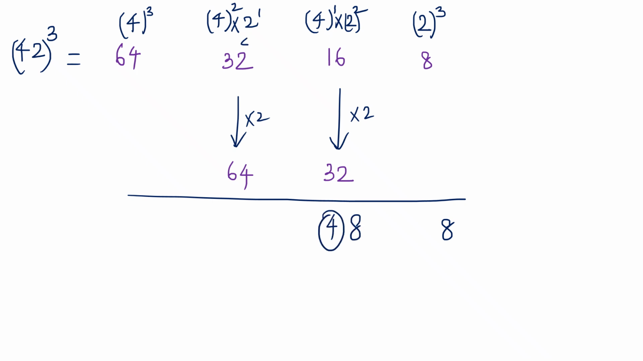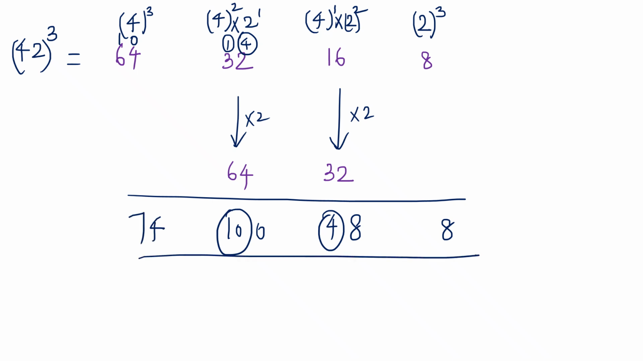This 4 gets carried over towards here. 8, 10, 0 and 1. So you will again get 10. This 10 totally gets carried over, so I'll get 4 and 7. So now my answer for 42 cube will be 74088.